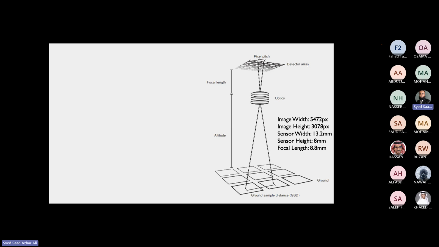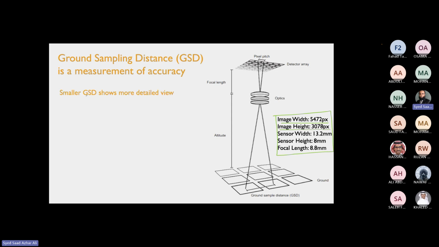So for the image that we get here, we need to see these few things. Of course, the focal length could be adjusted. Let's say it is 8.8. Sensor height is 8 millimeters. Sensor width is 13.2 millimeters. Image height and image width are in terms of pixels. Ground sampling distance, GSD, is a measurement of accuracy, as I told you, and a smaller GSD shows a more detailed view. If it is smaller, this means there are more details. I just said for license plate recognition, we need more detail, so the GSD value should be smaller.